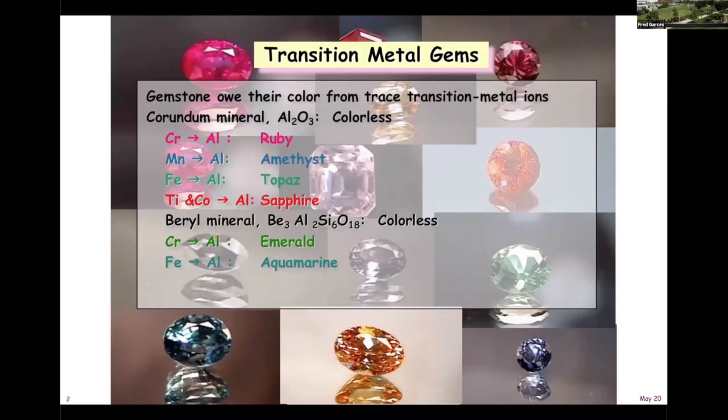These are different gemstones. Corundum is nothing more than aluminum oxide, and it's colorless and pretty much worthless. But if you spike a little bit of chromium into the aluminum, then guess what you have? You have ruby. If you put a little bit of manganese in for the aluminum, not in all the aluminum oxide, but just in a few spots in that mineral, then you have amethyst. If you put a little bit of iron contaminant in place of aluminum, then you have topaz.